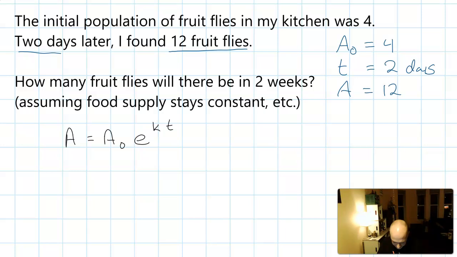Well, let's plug all those into the model. So we could say 12 equals 4 e to the k times 2. The only thing we don't know is k. If we could find that k, then we could answer the second part of the question. So there's always going to be this hidden part of these problems where you have to find any missing parameters in the model and build the rest of the model.